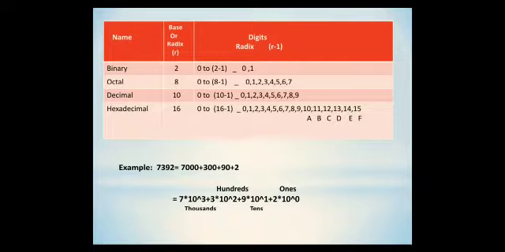Okay, first we are going to binary number. Base is 2 and the digit starts from 0 to 2 minus 1. In place of r I am writing 2 here. Okay, 2 minus 1 is 1. So binary number digits are from 0 to 1. And in the same way, octal base is 8 and the digit starts from 0 to 8 minus 1, which is 7. And decimal base is 10 and the digit starts from 0 to 10 minus 1, which is 9. And finally hexadecimal base is 16 and the digit starts from 0 to 16 minus 1, so 15.